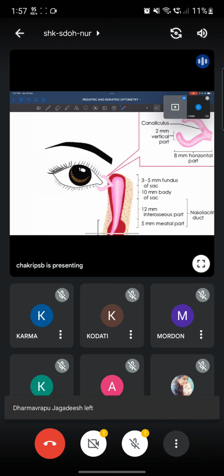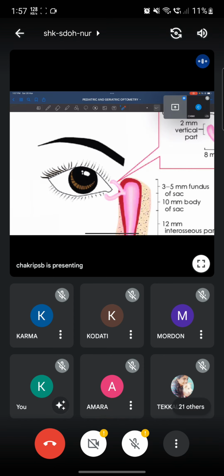So we have two eyes. This is the supratemporal region, meaning not superior and not temporal, but in between the superior and temporal. So we say supratemporal region. Here we have the lacrimal gland. This lacrimal gland releases the lacrimal tear film.